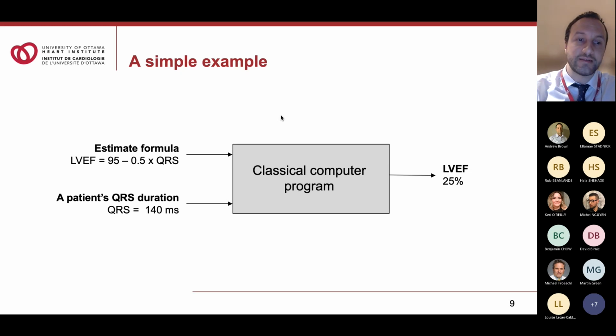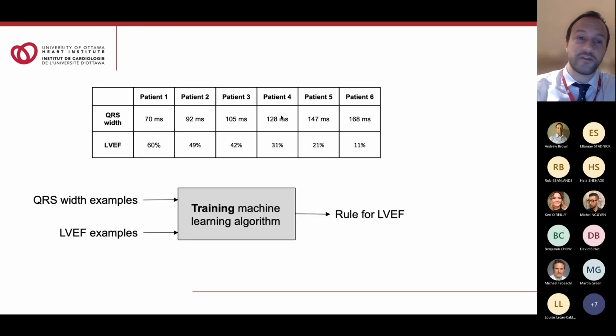Say we wanted to predict LVEF, so the ejection fraction, from a patient's ECG. So we could write down a rule that relates the QRS duration to the ejection fraction and feed this into a classical computer program to produce a prediction. Of course, we don't have a formula like this. I just made this formula up myself. But what we do have is a lot of data. So we have a lot of patients' ECG data and their ejection fraction data.